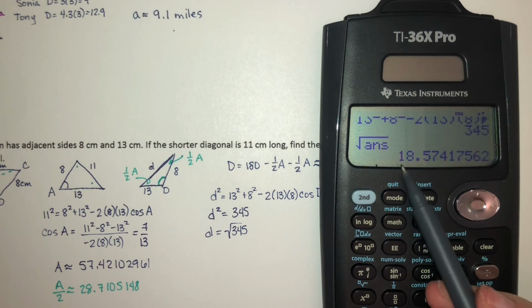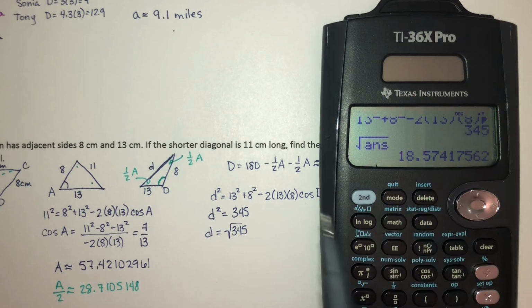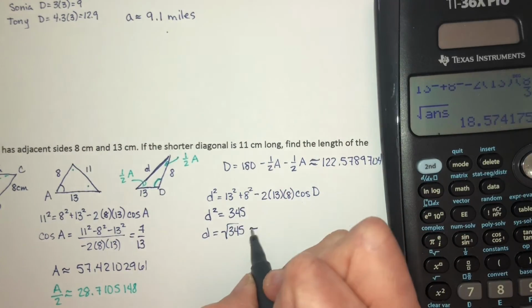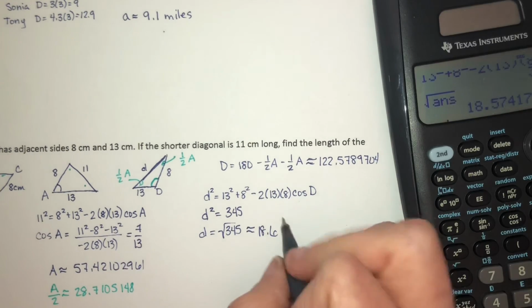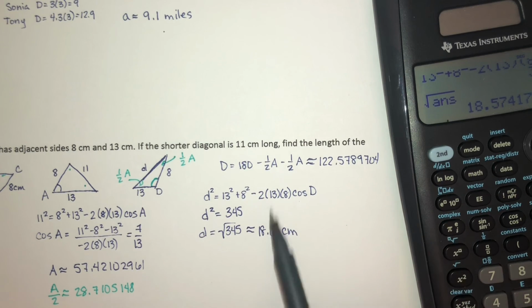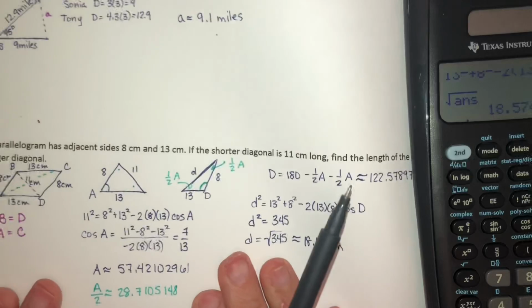Which is approximately 18.6. And all of these are in centimeters, so this is centimeters. This was supposed to be our longer diagonal, and it is larger than 11, so it does make sense.